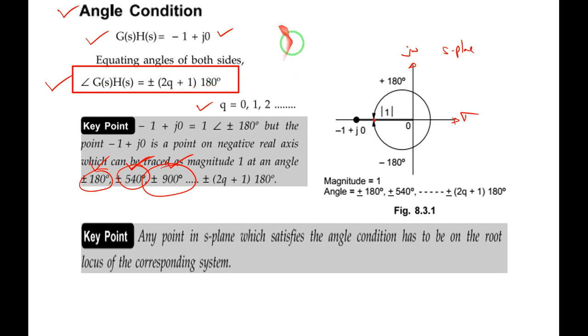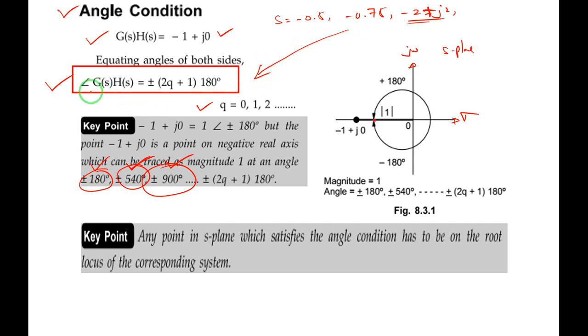I can give one point s equal to minus 0.5 or minus 0.75, or some complex point also I can give, minus 2 plus or minus j2, something like this. Whether this point s equal to minus 0.5 lies on the root locus or not, I want to test it. Whether this point s equal to minus 0.75, whether this point s equal to minus 2 plus j2, they lie in the root locus or not. If I want to test, it has to satisfy the angle condition.